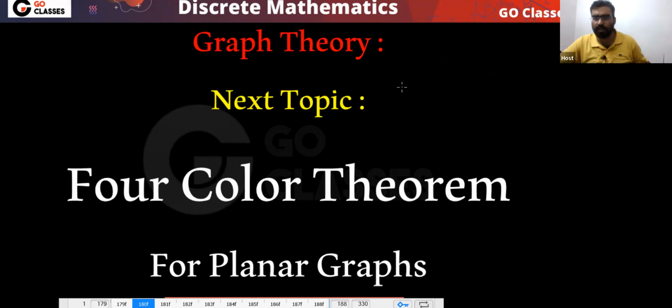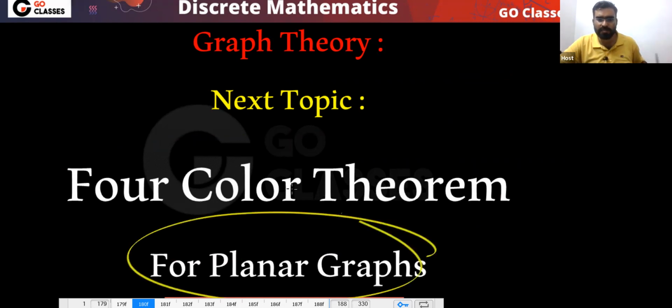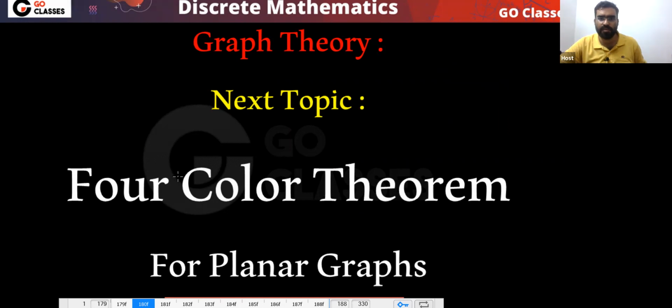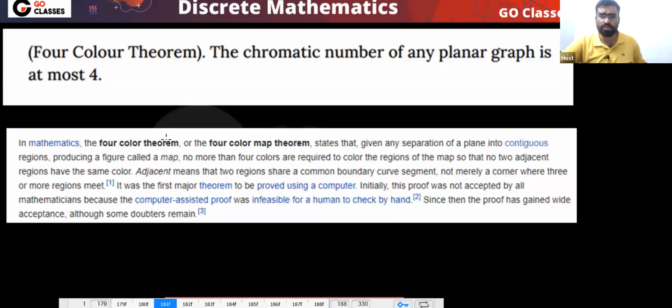Hi everyone, welcome back. Let's see this next. Four color theorem. What is this saying? The name itself is telling you. The name of the theorem is saying for a planar graph, the chromatic number is at most 4. The chromatic number of any planar graph is at most 4.